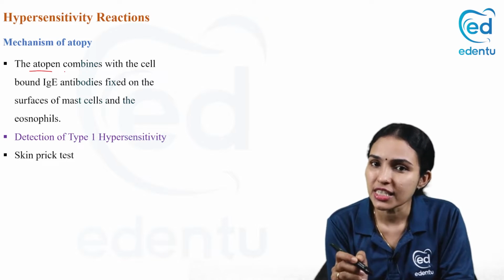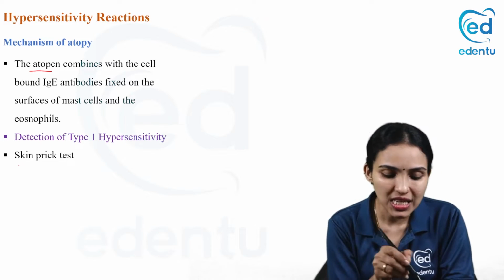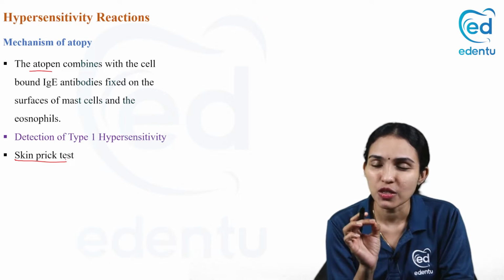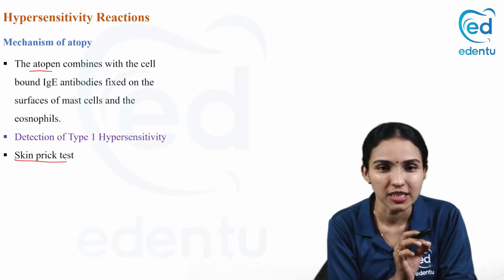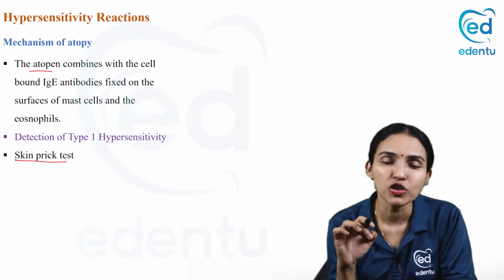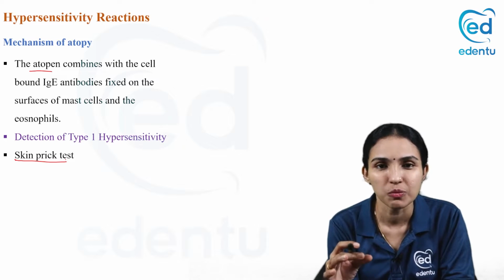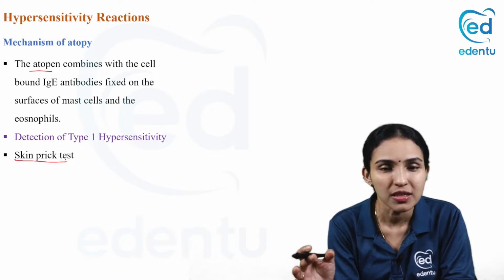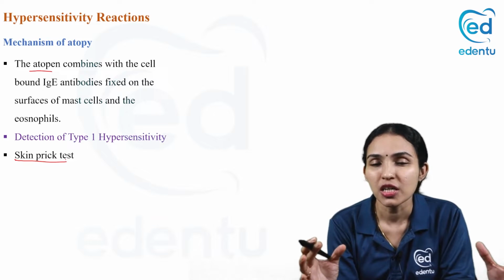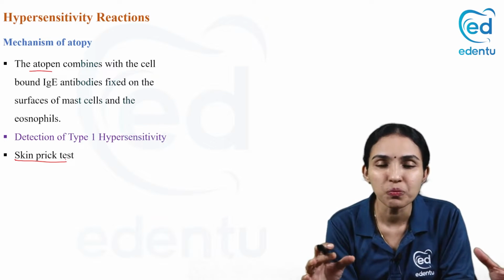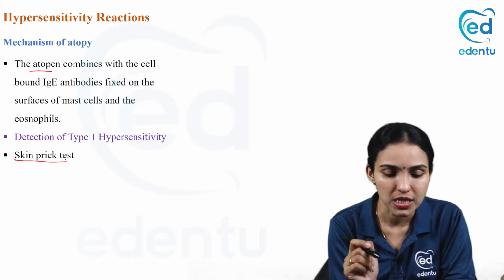So how will you detect type 1 hypersensitivity? You can do a skin prick test. That is, you can inject very minute quantities of these allergens intradermally into the skin and check for the wheal and flare reaction that takes place. If that is positive, that particular person is allergic to this particular allergen. We have seen the food allergy tests and so on. Those are examples of the skin prick test for detection of type 1 hypersensitivity.